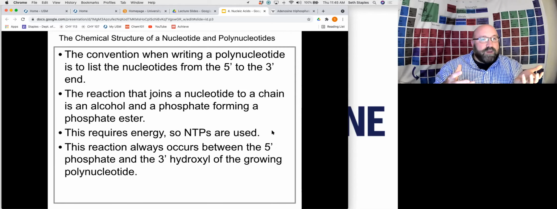The reaction that does join the two is an alcohol and a phosphate group coming together to form a phosphate ester. Very similar to esterification that we talked about a week or two ago. So very slightly different, but very similar to those basic esterification reactions. These reactions do require energy, and so various NTPs will be used. Various triphosphate groups will be used to get the energy for these reactions. The reaction does always occur between the 5' phosphate and the 3' hydroxyl. That's always the two that'll join in order to grow out our polynucleotide.